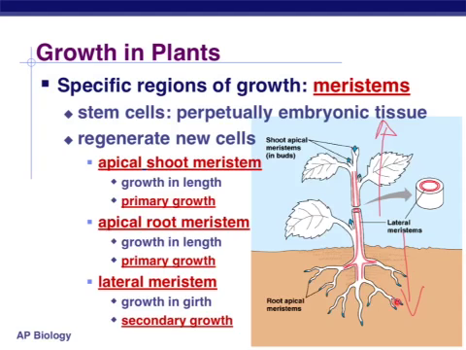Now, when plants increase their girth or their width, that is lateral growth, and that happens because of a lateral meristem. So like right here, for example, in the middle where that red section is. And this is called secondary growth. So secondary growth is all about getting wider, getting thicker, whereas primary growth is all about getting taller or longer.